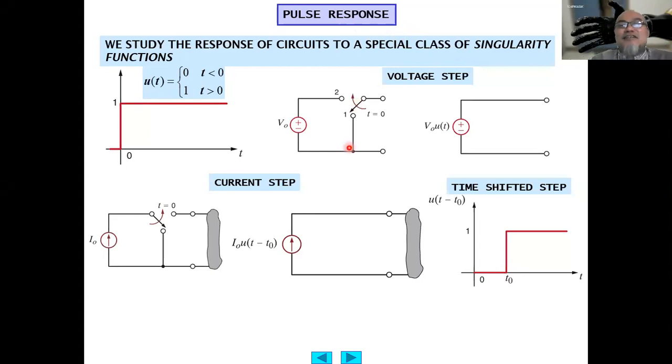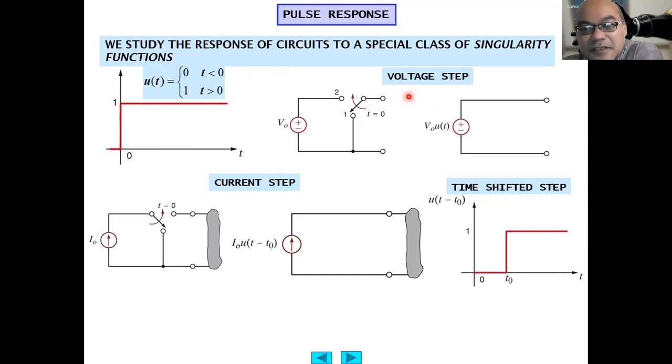Okay, let's continue with the next section in the same chapter, which is about pulse response. This is basically the switching phenomena also. We study the response of a circuit to a special class of singularity function. The step function is when, at t equal to 0, you put in an input of 1. That's why it's called a step. Step means one step function, an abrupt change in the input.